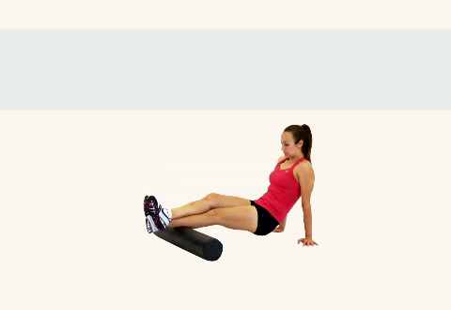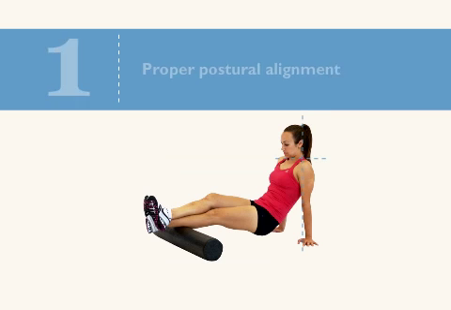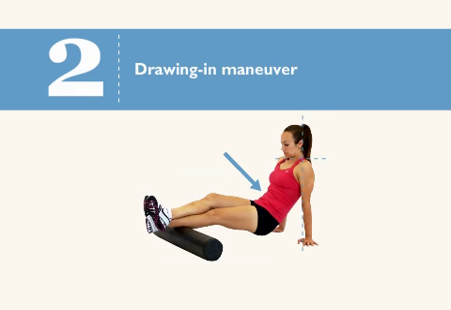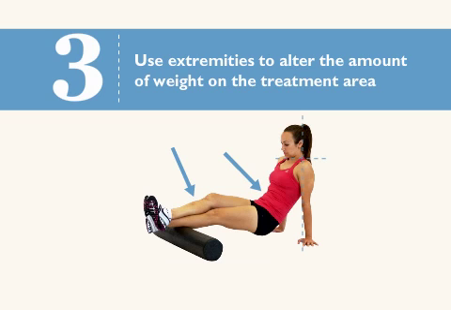1. Make sure the client maintains proper postural alignment while performing self-myofascial release. 2. Instruct the client to maintain the drawing in maneuver, or pulling the navel in towards the spine at all times to provide stability to the lumbopelvic hip complex during treatment. 3. The client may use their extremities to alter the amount of weight on the treatment area in order to decrease or increase pressure on the soft tissue. For example, when foam rolling the calves, the client may cross the free leg over the treated leg to increase pressure, or keep the legs uncrossed to decrease pressure.